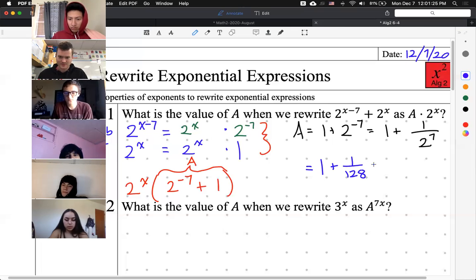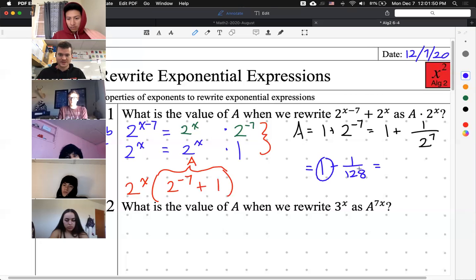But how do I add those together? Any ideas? Wyatt's already boiled it down to 1 over 128. How do I add fractions? Go all the way back to, I don't know, 3rd grade. When did you learn how to do this? 4th grade? Sergio, do you have an idea? So you do like 1 over 1.